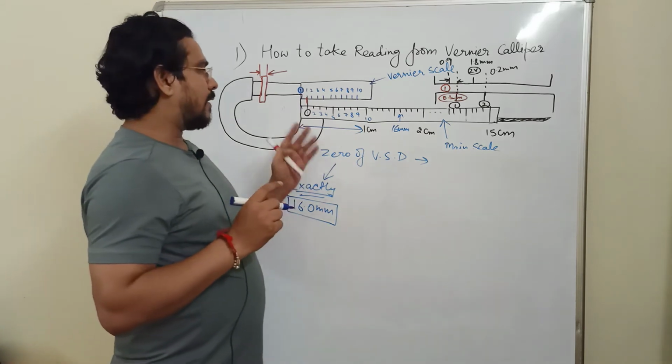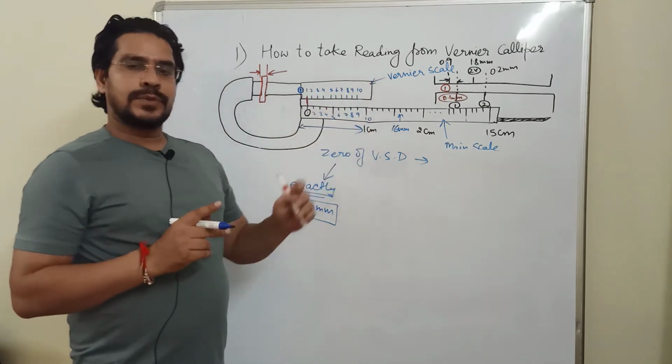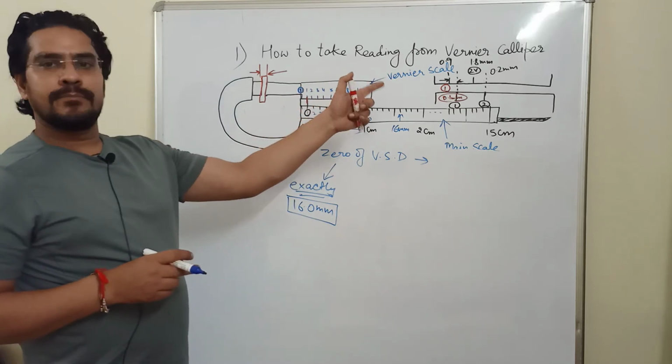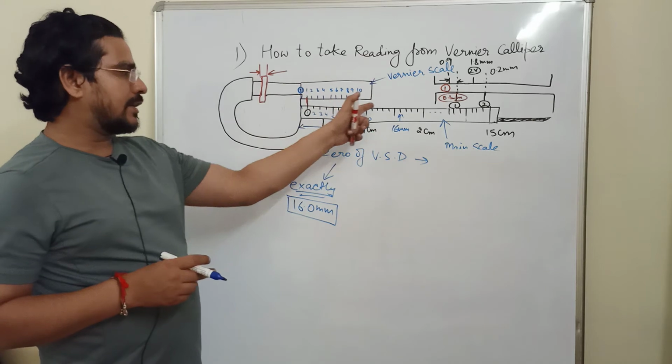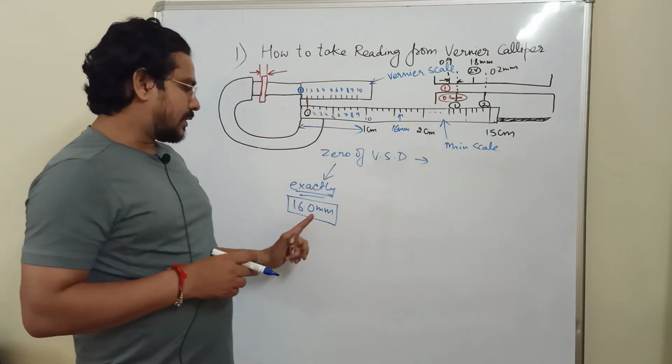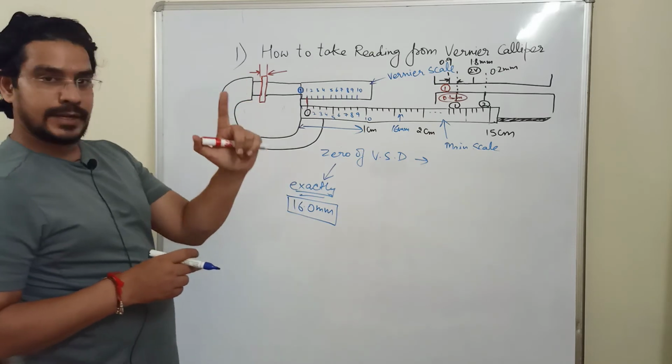You have no need to look at the other divisions of the vernier scale, and no need to match them. If your first 0 is matching any of the main scale readings, that is your answer, that is your reading, if it is exactly matching.